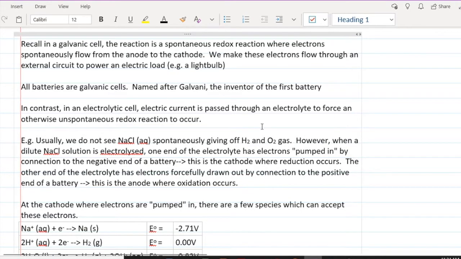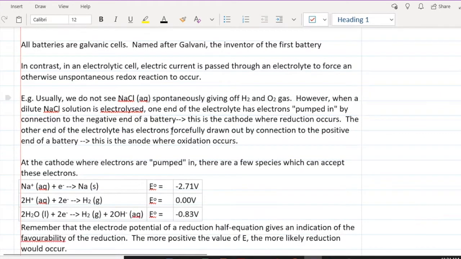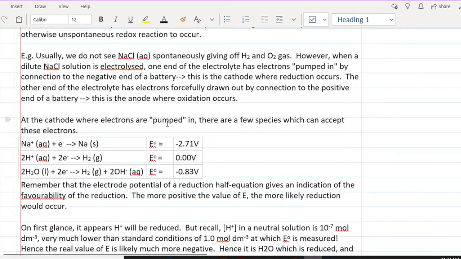However, when the dilute sodium chloride solution is electrolyzed, one end of the electrolyte has electrons pumped in, by connection to the negative end of a battery. This is the cathode where reduction occurs, while the other end of the electrolyte has electrons forcefully drawn out by connection to the positive end of the battery, and this is the anode where oxidation occurs, since oxidation is loss of electrons. So let us take a look at the cathode where electrons are pumped in.